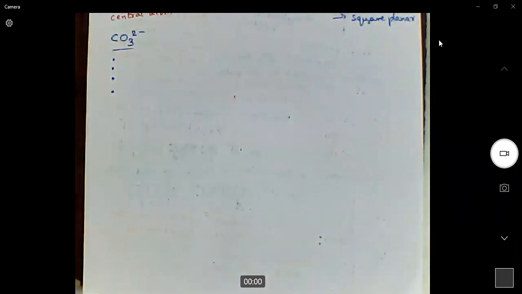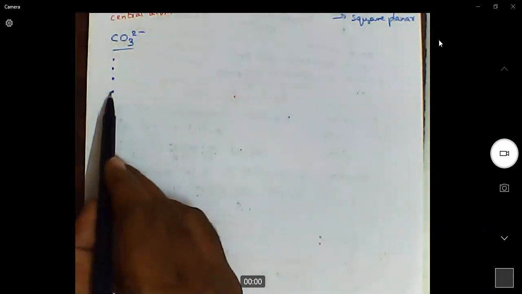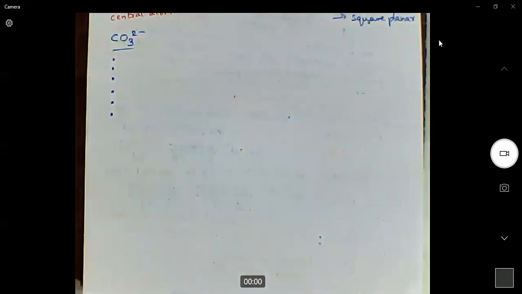Here this molecule is having 2 minus charge. How do we get 2 minus charge? If we add 2 electrons, then the molecule will get 2 minus charge. Because of 2 minus charge, we also add 2 more electrons here. Carbon valency electrons, 4 electrons. Because of 2 minus charge, we will add 2 electrons.